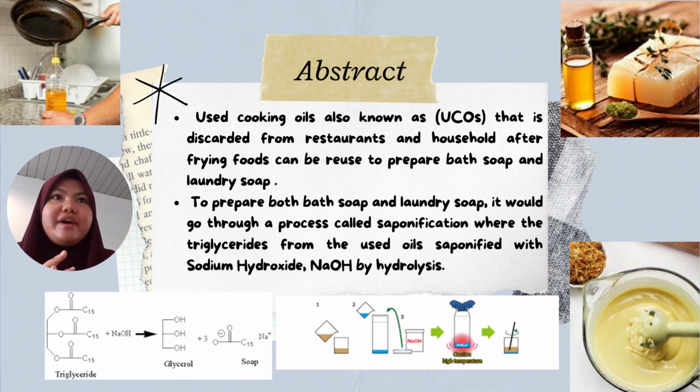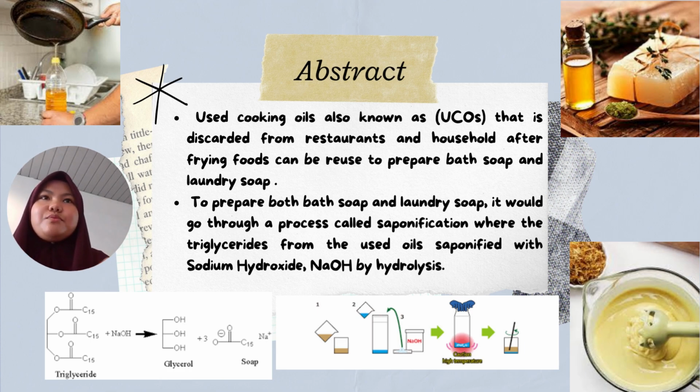Laundry soap is prepared using UCOs that come from any type of oils. To prepare both bath soap and laundry soap, it will go through a process called saponification, where the triglycerides from the used oils are saponified with sodium hydroxide, NaOH, by hydrolysis. There was remarkable improvement of the soap's physical properties, and it is equivalent to the physicochemical properties of commercial soap products. It is advocated that used cooking oils can be used to prepare premium laundry soap and toilet bath soap.